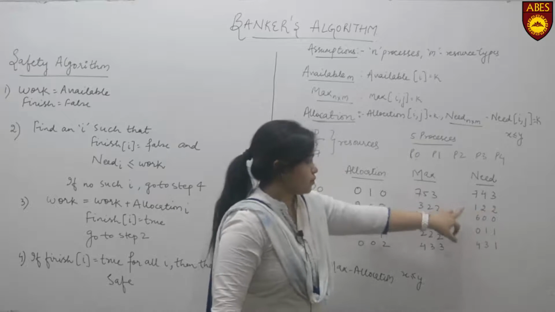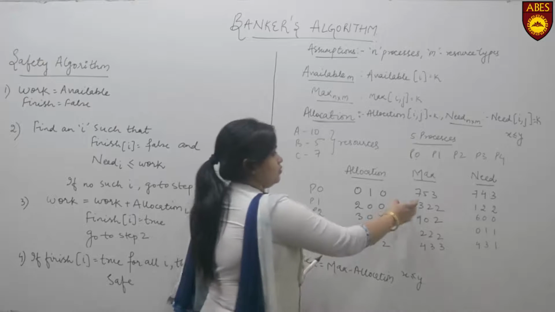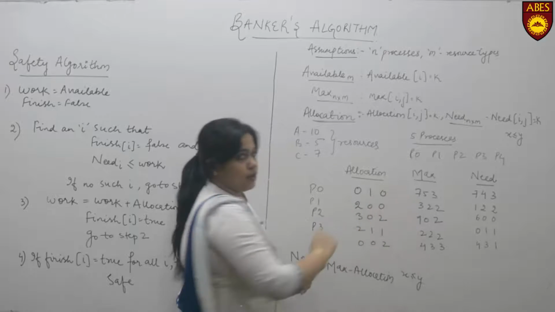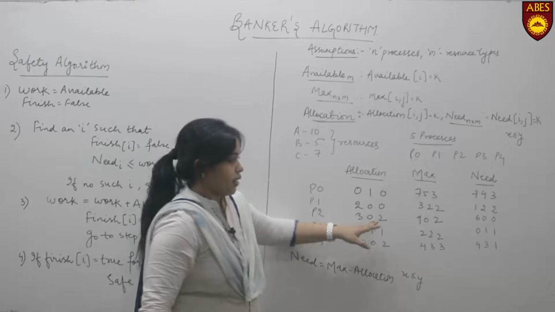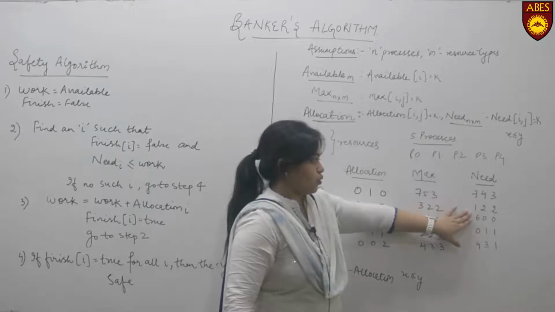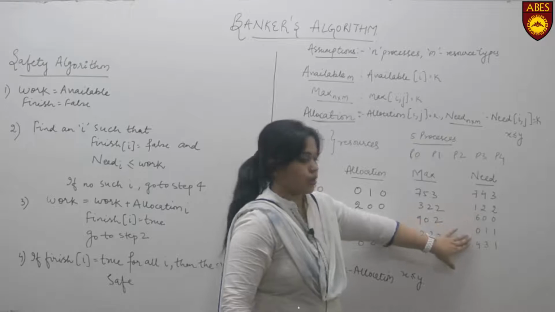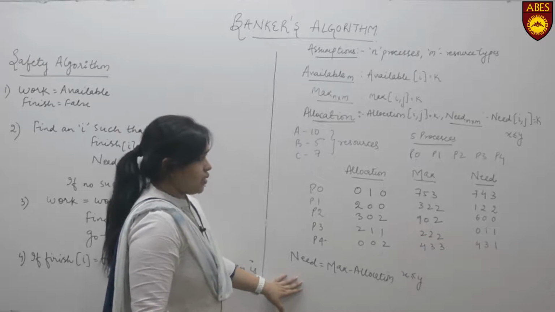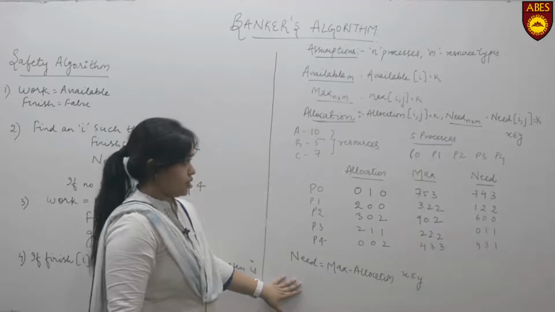That means we are subtracting the maximum and allocation to find the need matrix. Then this is 7, 4, 3, this is 1, 2, 2, this is 6, 0, 0, this is 0, 1, 1, and this is 4, 3, 1. Now we have to find the available out of this.